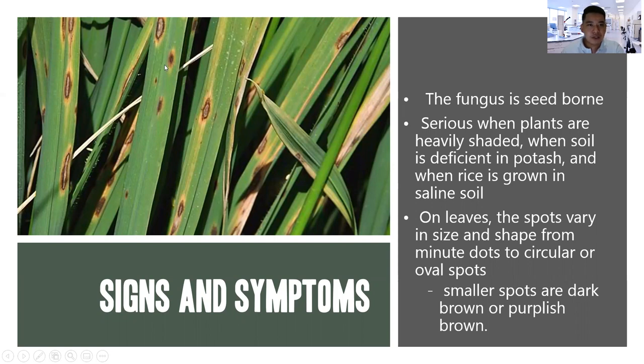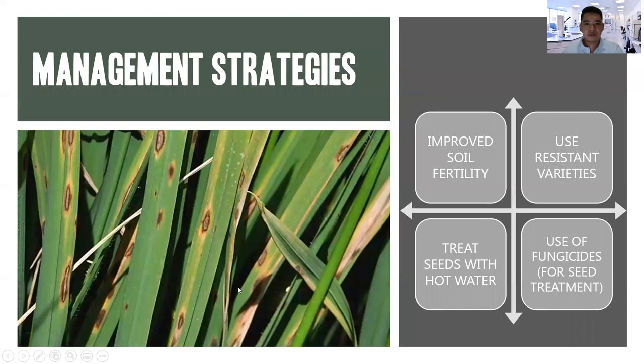So, ganyan po yung itsura po ng rice brown spot sa field. So, for management strategies po, improve soil fertility din po. So, yung excessive amount of fertilizer, hindi rin po maganda. Then, use of resistant varieties. Then, treat seeds with hot water. Then, use fungicide for seed treatment po.